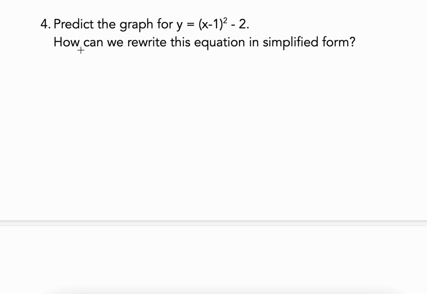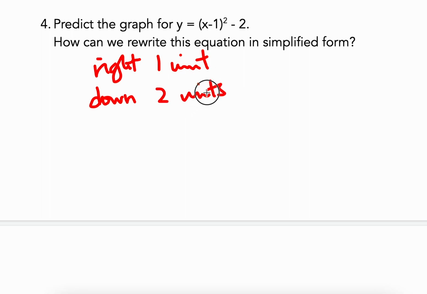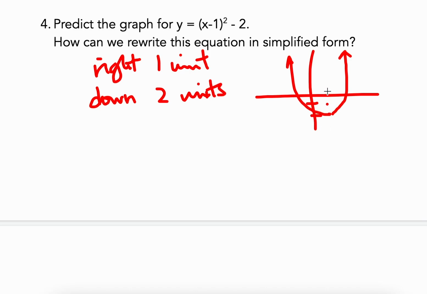Okay, so let's go ahead and write down what that graph kind of looked like. It went to the right 1 unit, and then it went down 2 units. And so then we can sketch what that looked like. Right 1 unit, and then down 2. So like this. And it wasn't necessarily narrow or wide.